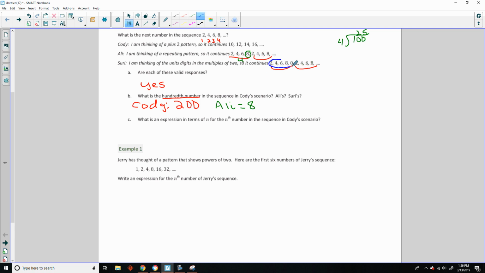Okay, this is a sequence with 5 terms that repeat over and over. If I took 100 and divided it by 5, I get 20 with no remainder. So that means it's going to repeat 20 times entirely without any leftovers. So the last term is going to be the last term of the repetition. So therefore, Suri's 100th term is going to be 0.